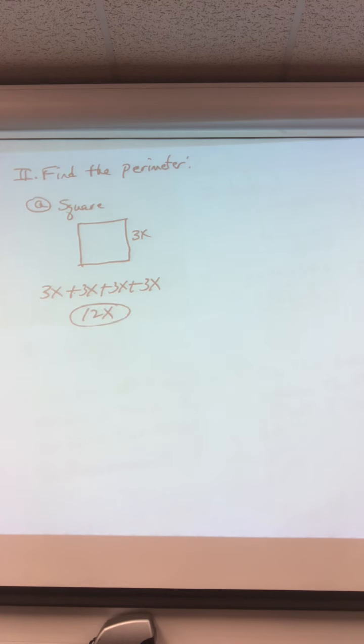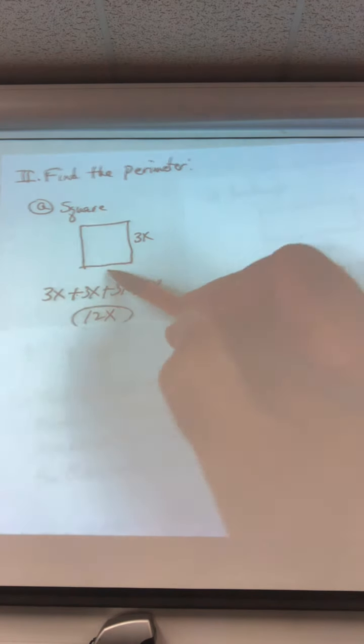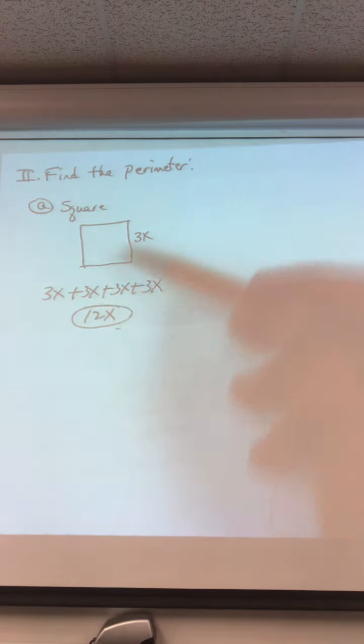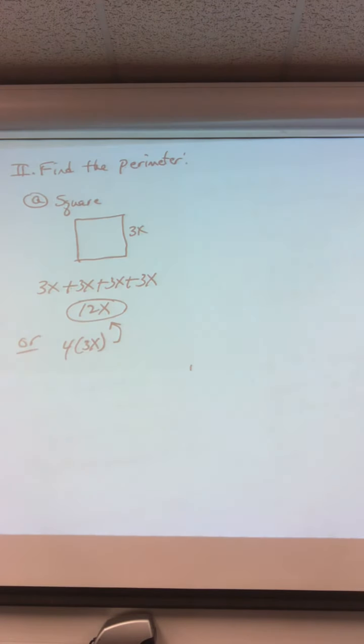Another way you could have done it is you have 4 sides, and they're all 3x. So you could have said 4 times 3x. But the answer is 12x there.